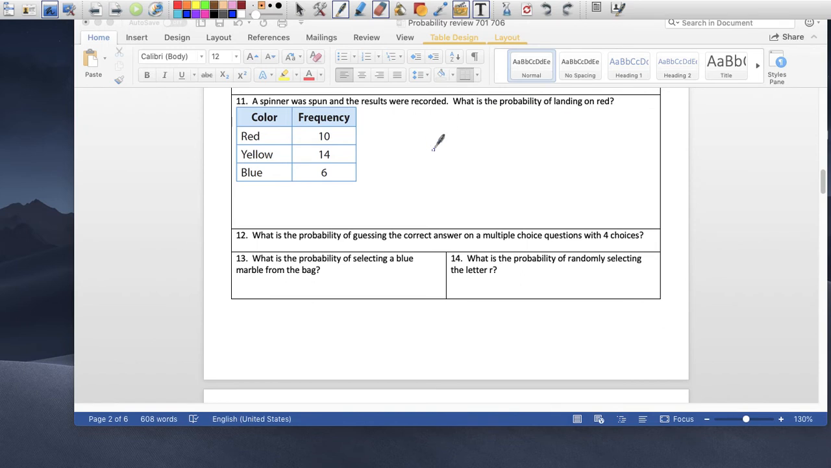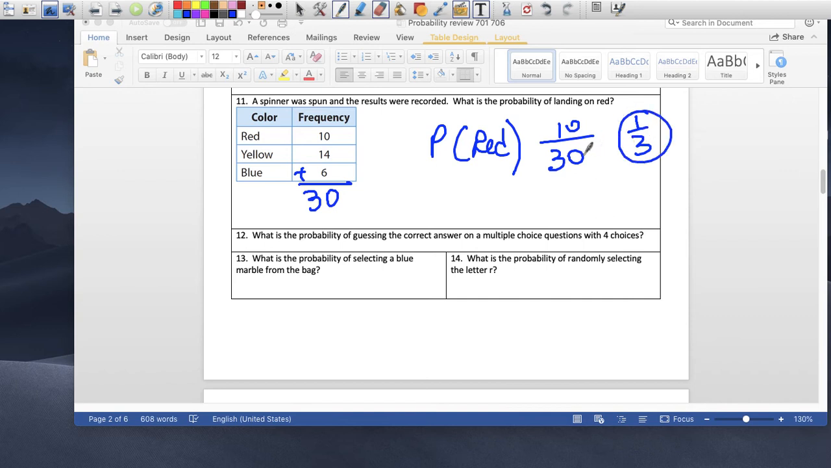So what was the probability of landing on red? Based on this experiment, how many times did they spin this? Well, there were 10 here, 14, 6. So if I add this, a total of 30 spins, and out of the 30 spins, so that goes here at the bottom. Out of the 30 spins, the red landed 10 times. So 1/3 of the time in our experiment landed on red. So that would be the probability.